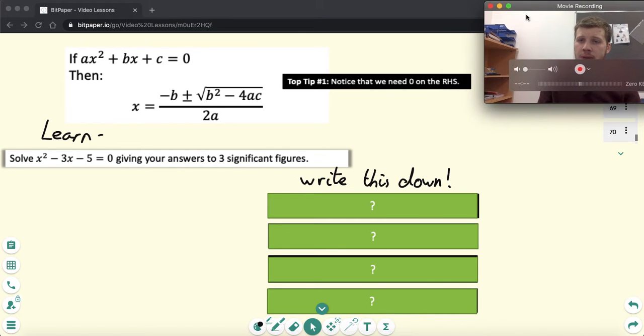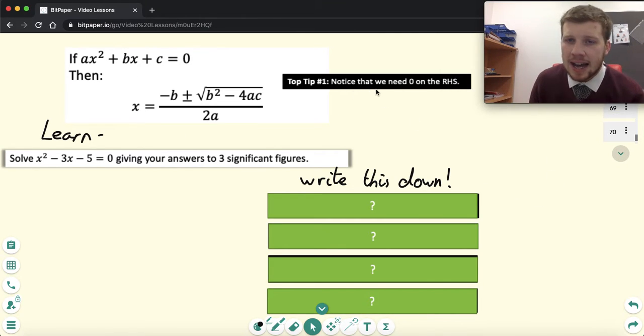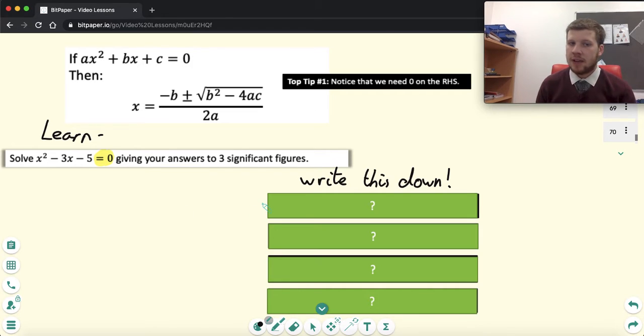The first tip I will tell you is that you have to have your equation equal to 0. So looking at this example here, I'd like to write it down: x squared minus 3x minus 5 equals 0. It is equal to 0, so therefore I can use this formula. If it wasn't, I'd have to move it across to the left-hand side by doing the inverse operation, so adding it if it was negative, or subtracting it if it was positive.